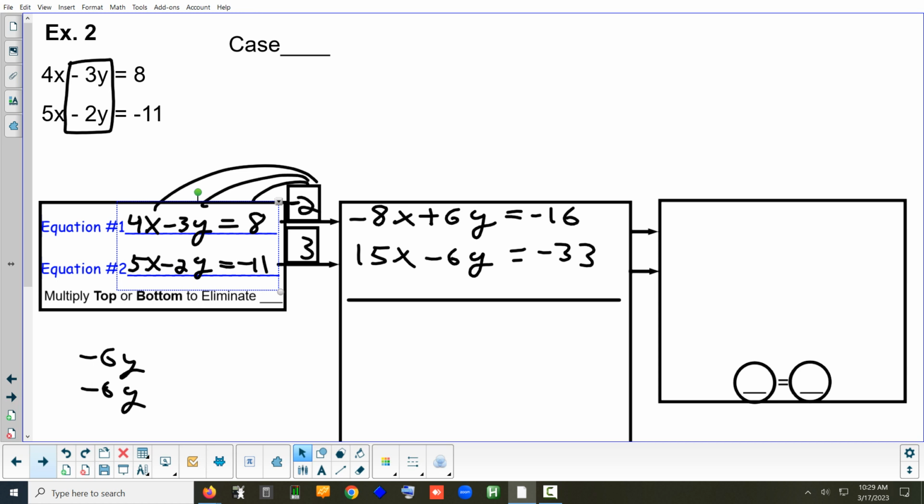Okay, so if we do negative 8 plus 15, that's going to give me 7x. How about positive 6y and negative 6y? What happens there, Sean? That cancels out. That's elimination. That's what you wanted to happen. It was the hardest type of elimination, but we got it. And negative 16 and a negative 33, that's a negative 49.